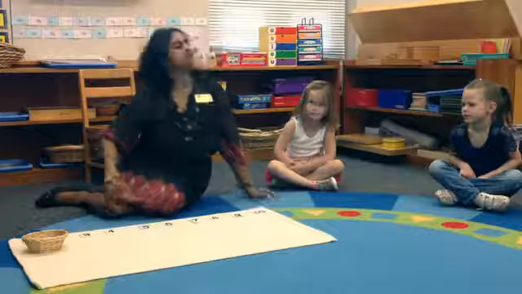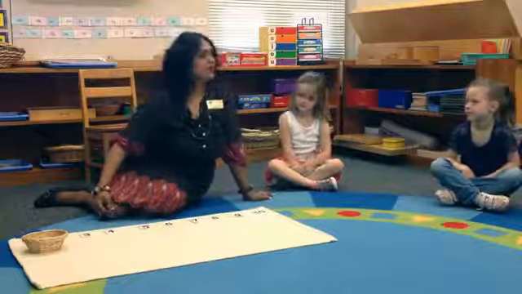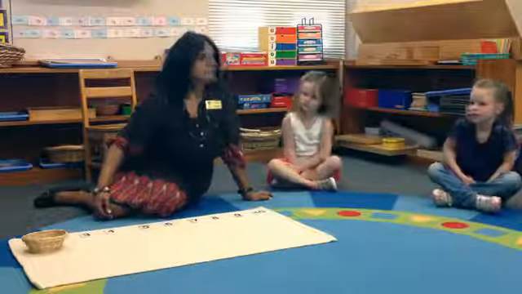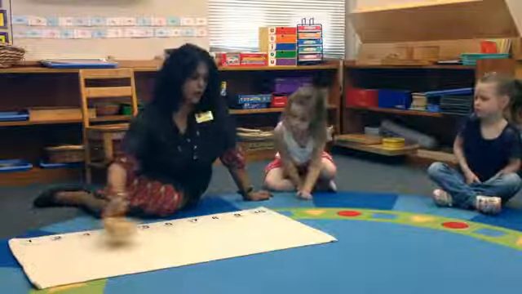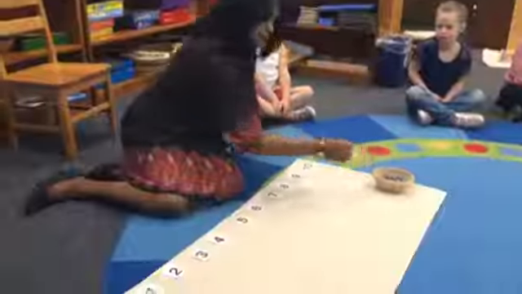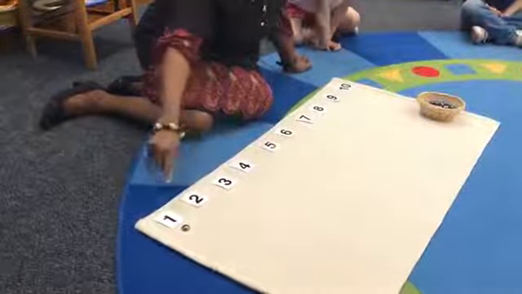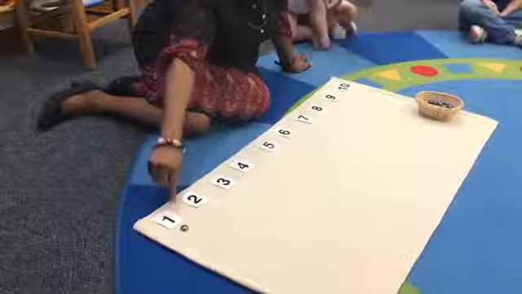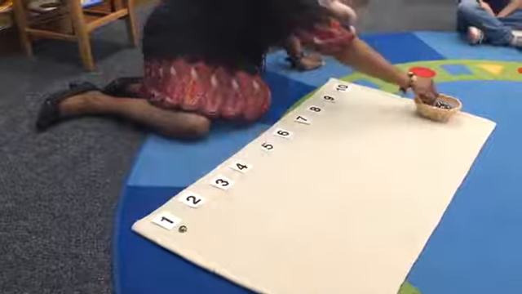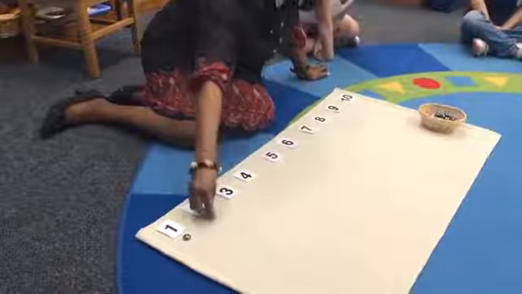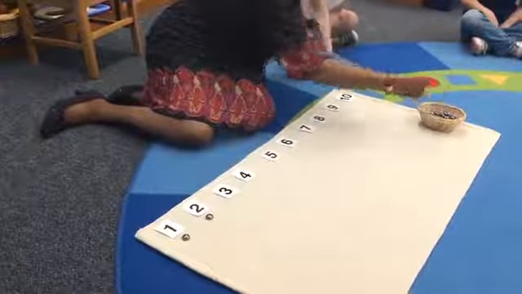So Mrs. Daniel's going to do the first 2, and then I'm going to call each one of you to do the next number. So my first number is number 1. So I'm going to put 1 counter under number 1. So say this with me. 1. The next number is number 2. 1, 2.